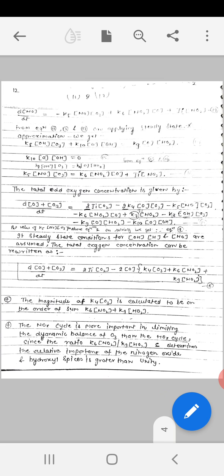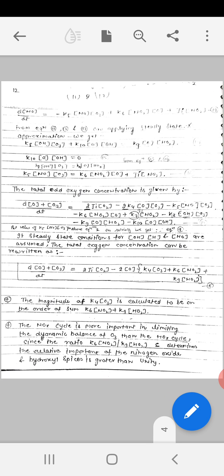The upper equation is 17. If steady state conditions for OH, H and NO are assumed, then the total oxygen concentration can be rewritten as d/dt of [O] + [O3] = 2J[O2] - 2[O] (common निकाल लिया, अंदर आ गया) K4[O3] + K6[NO2] + K9[HO2]. The magnitude of K4[O3] is calculated to be of the order of the sum K6[NO2] + K9[HO2].